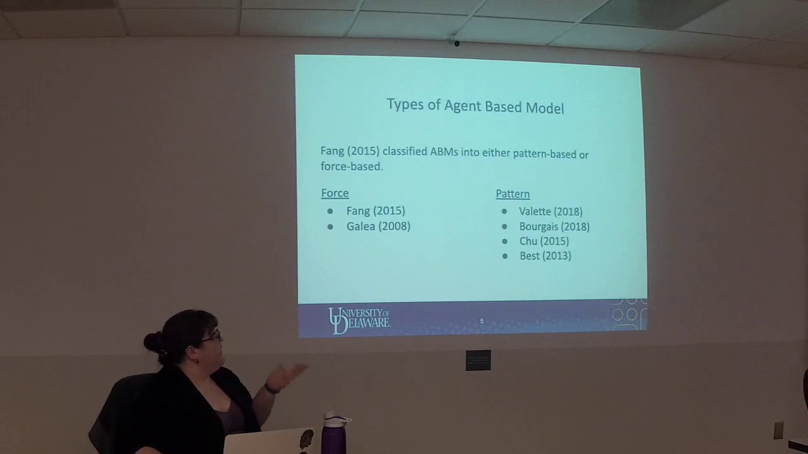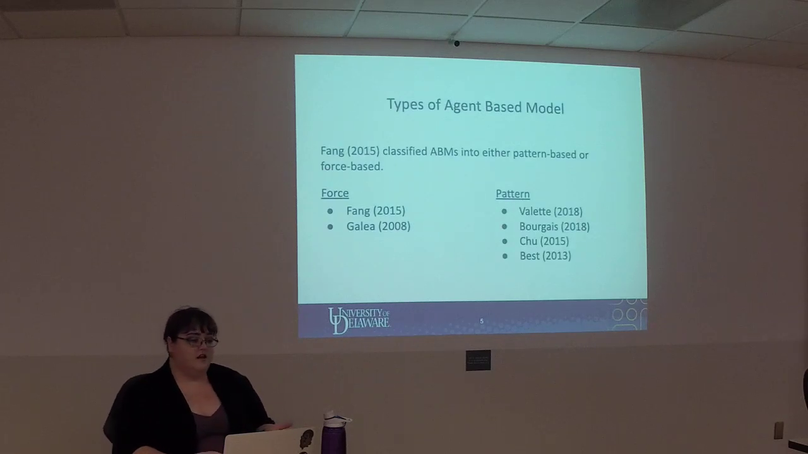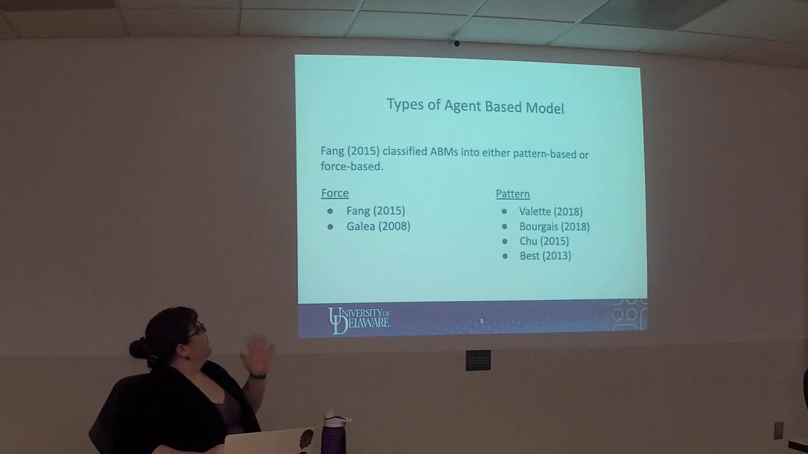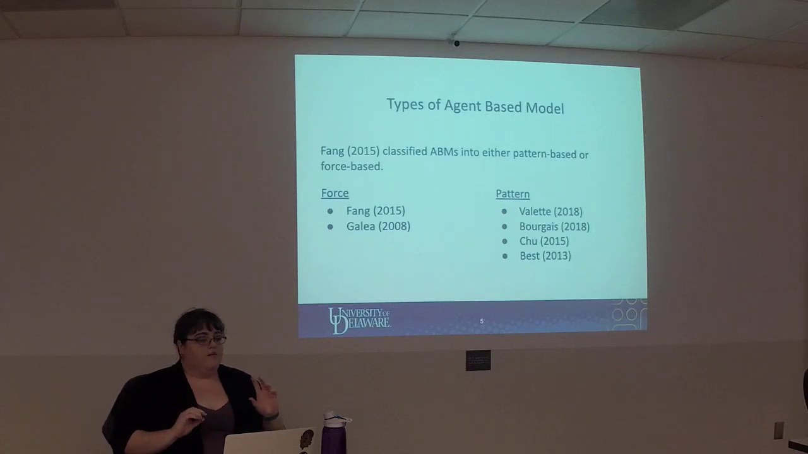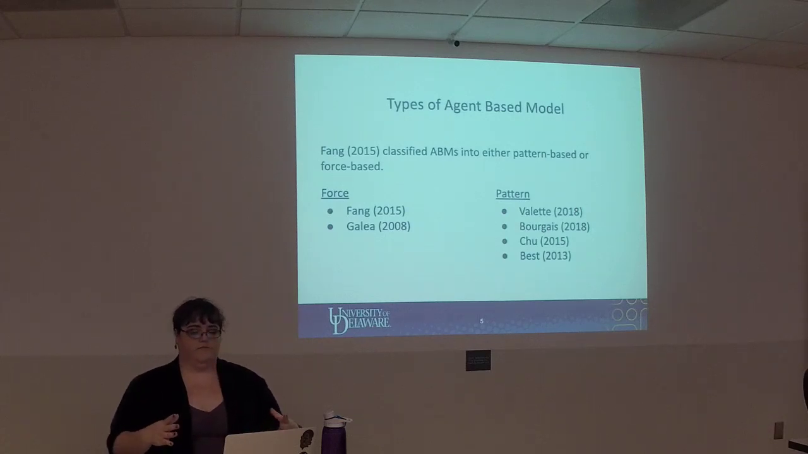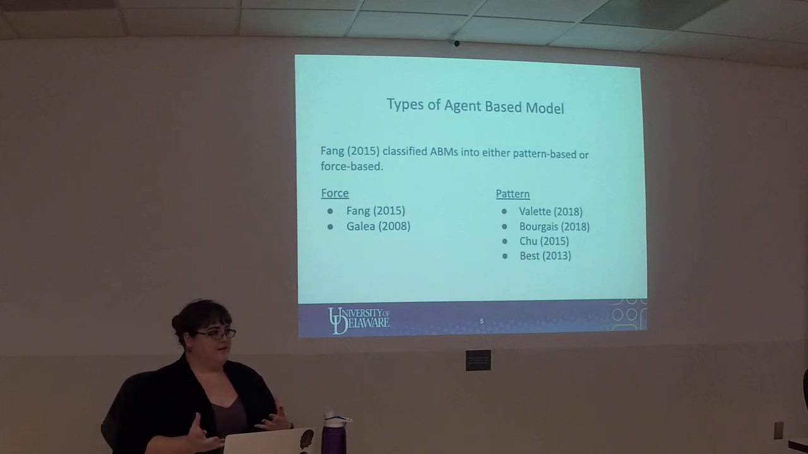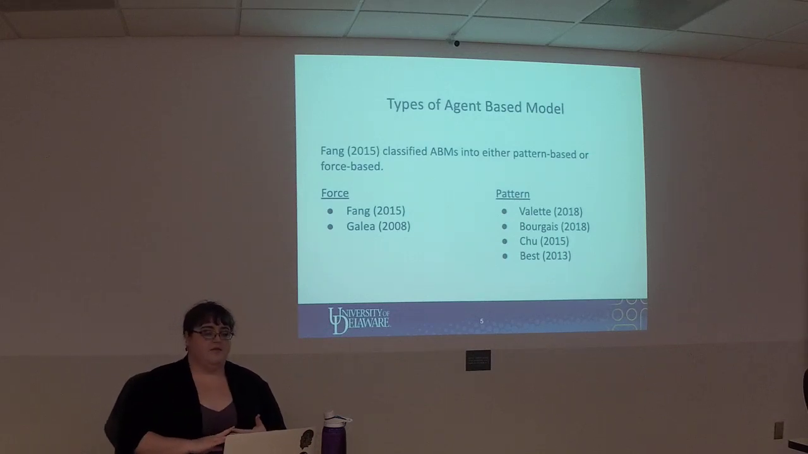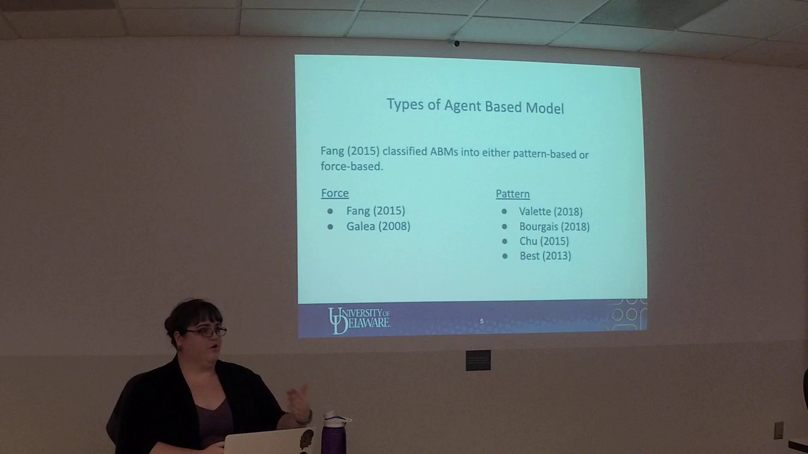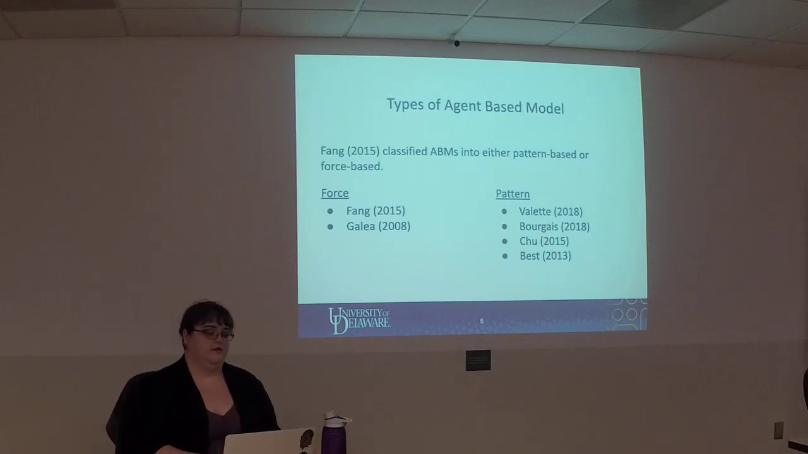And there are actually several agent-based models, and one of the more recent scholars, Feng, classified them into either pattern-based or force-based. So in the force-based models, people act kind of like they're in a magnetic field. They're attracted to and repelled by things like fire and other people. And then there are the pattern-based models that tend to have strict behavioral patterns, so that once someone has gone into the behavioral pattern of, they're going to exit, they follow that pattern.